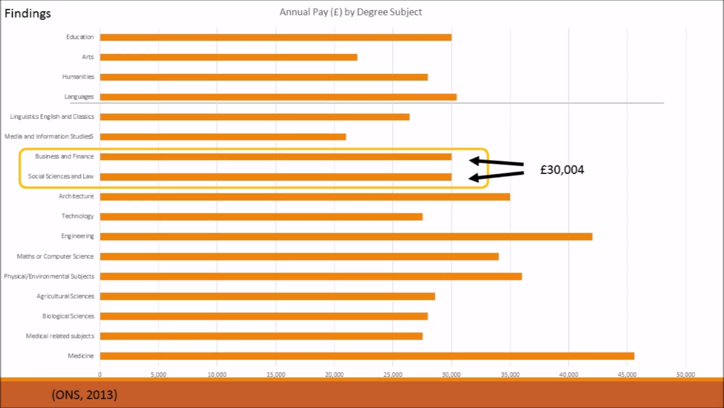This chart depicts the average salary for graduates by degree. Unfortunately, the ONS doesn't publish data which relates specifically to economics graduates. The average for social sciences and law, as well as business and finance, can be used as a proxy and come out the same. The average salary for an economics graduate could be expected to be around £30,000 annually.